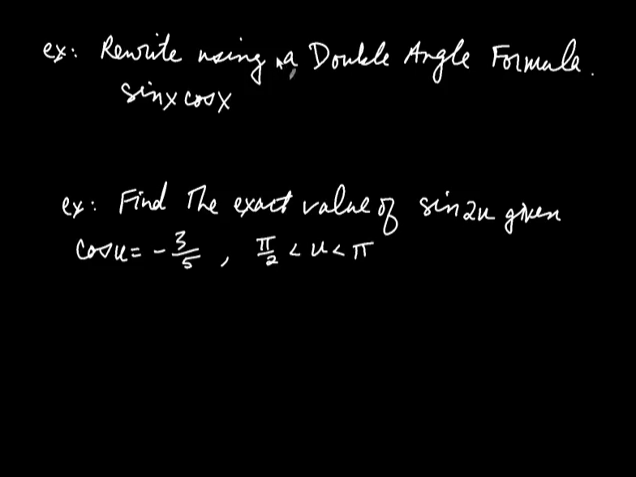So the first one, rewrite using a double angle formula, and we have sine multiplied by cosine. Now this occurs fairly frequently. In a lot of the applications you're going to do, like in physics or engineering or in future math classes, you're going to see sine and cosine multiplied together. And sometimes you want to rewrite those using a double angle formula.